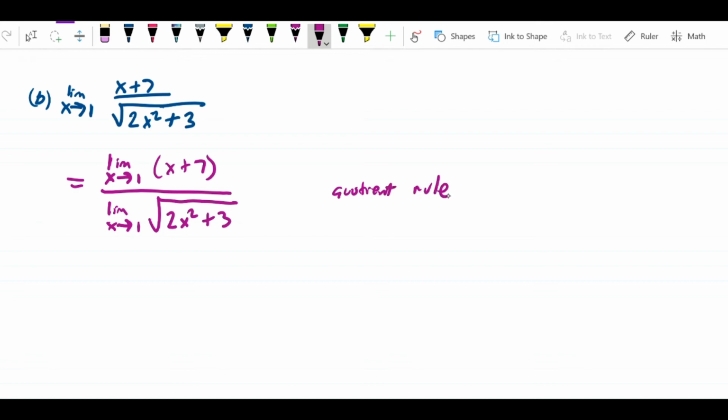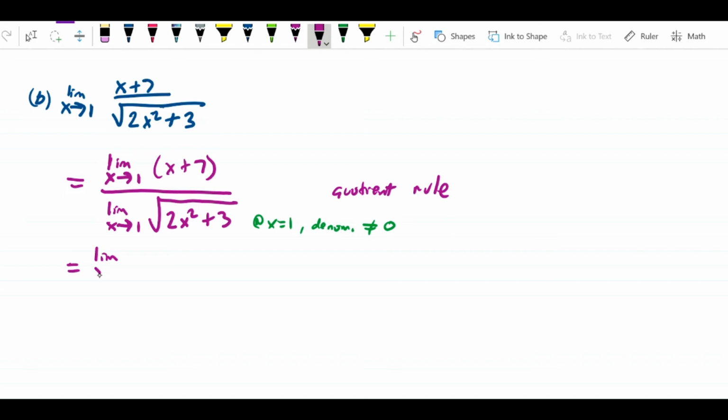And we can verify, by the way, that substituting in 1 does not give us 0, so we don't have a division by 0 problem and we can proceed. We know that the quotient rule applies because at x equals 1, the denominator is not equal to 0, so you don't have a division by 0 problem. Okay, next we're going to break this up further.